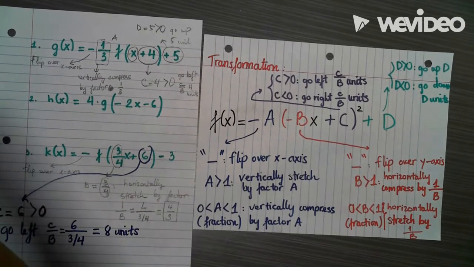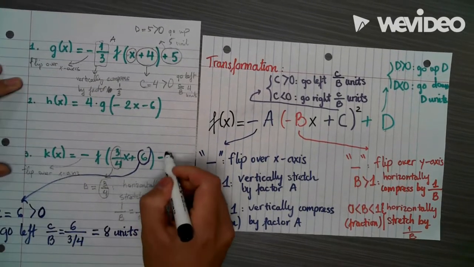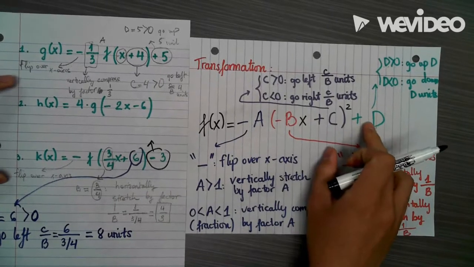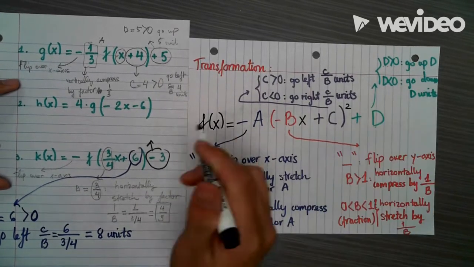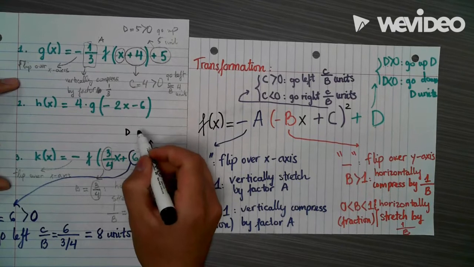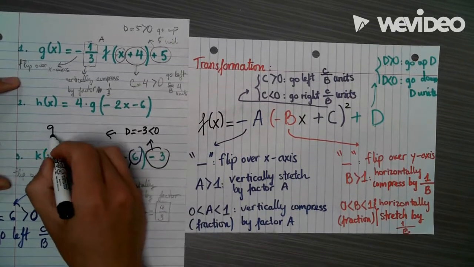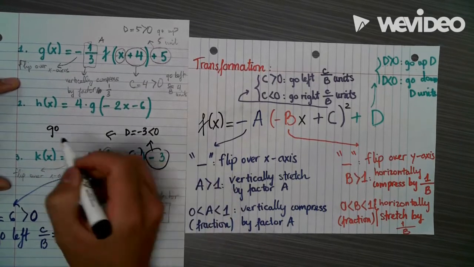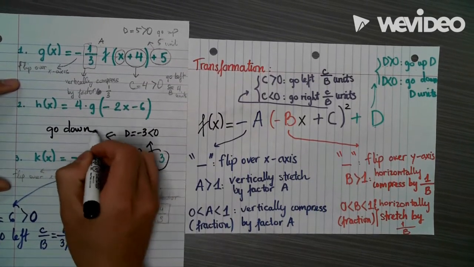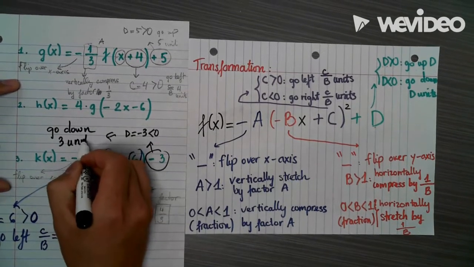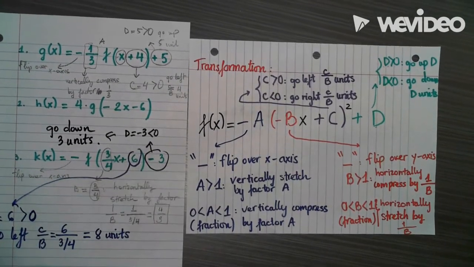What about the 3 here? The 3 here is outside. This is outside. So this is D, right? D is -3, which is less than 0. So it will go where? Negative, go down, right? 3 units. D units means 3. D is 3. That's it.